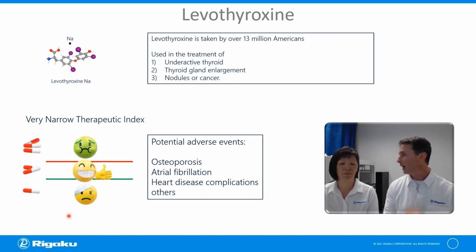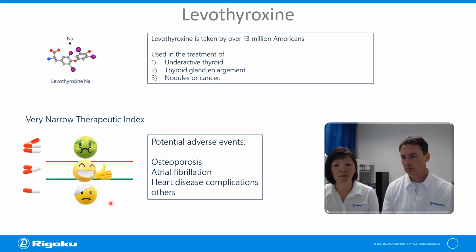So they really have to be dosing it out. That's why you have to have good quality control on these limits, so that you're not going to have all these adverse effects, whether you're below or above the therapeutic window for this medicine.